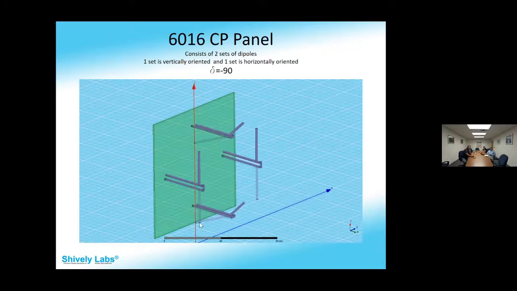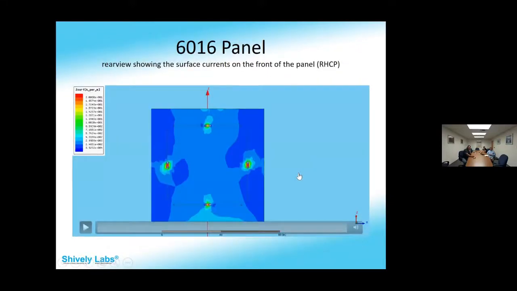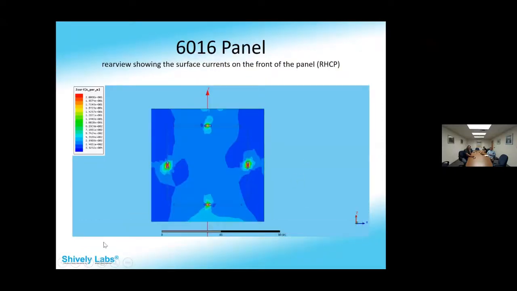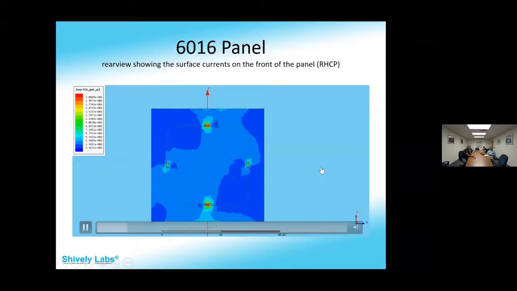And then we looked at circularly polarized antennas. In this case, there's a panel with two sets of dipoles, the horizontally polarized dipoles and the vertically polarized dipoles, and how when they're fed properly, they create a circular pattern. And here's the back side of the panel, the currents flowing on the panel. As you can see, that's a rotating field.